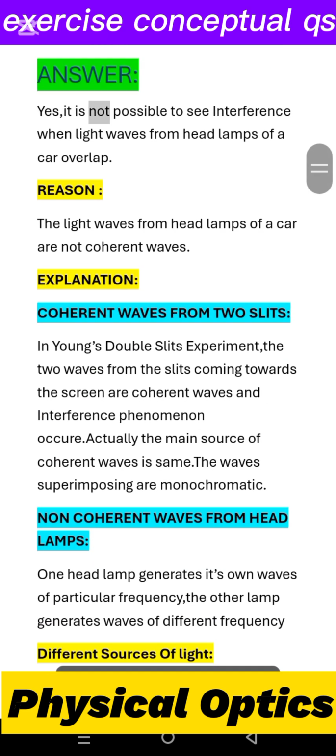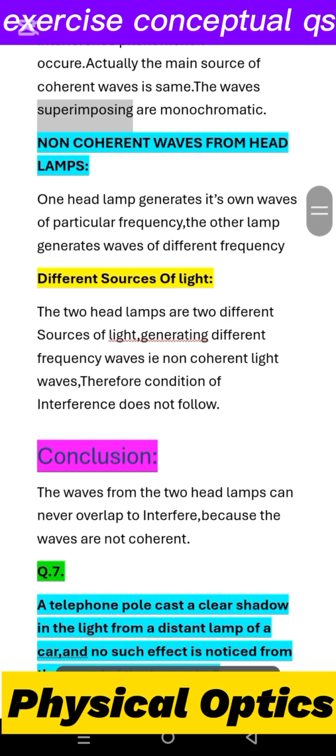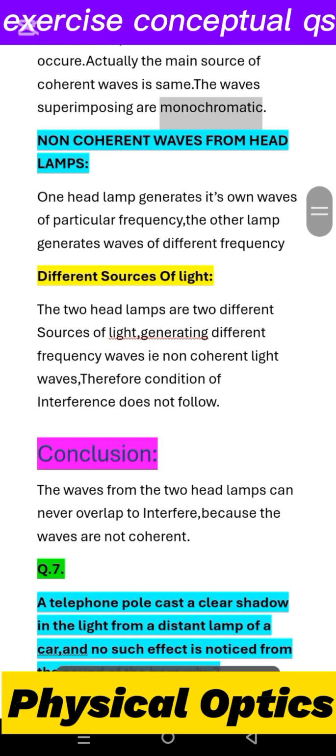Yes, it is not possible to see interference when light waves from the headlamps of a car overlap. Reason: the light waves from the headlamps of a car are not coherent waves. Explanation: coherent waves come from two slits. In Young's double slit experiment, the two waves from the slits coming towards the screen are coherent waves and the interference phenomenon occurs. Actually, the main source of the coherent waves is the same. The waves superimposing are monochromatic.